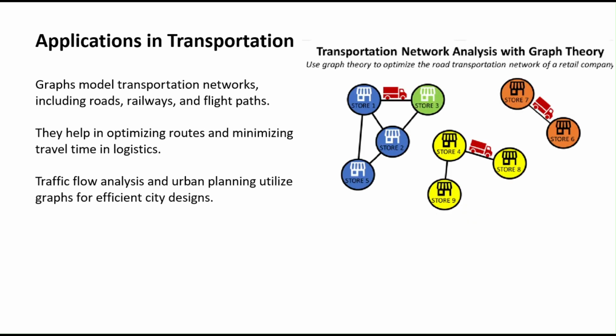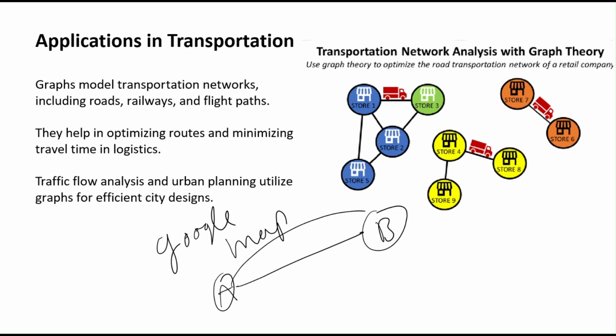Next, applications in transportation. How are graphs used in transportation? We all have come across Google Maps. We use it in our daily lives. How does Google Maps work? If you want to find the shortest distance between A and B, and there are three routes, it always finds the efficient route for us. How does it do it? It uses different kinds of graph algorithms to find the efficient route between A and B and displays the route to us.